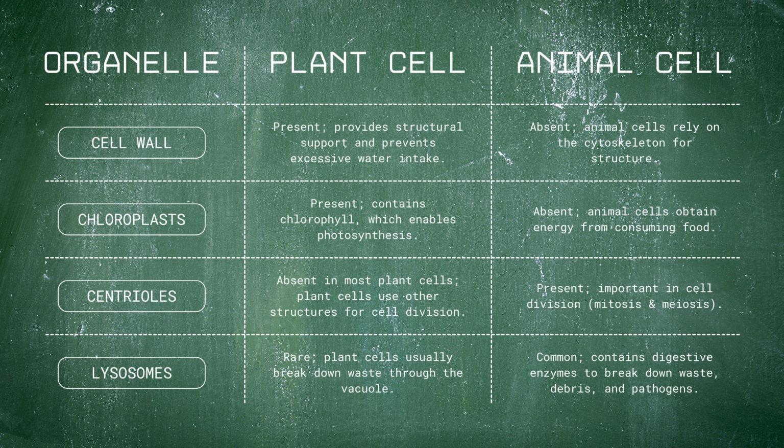Meanwhile, animal cells have their own unique features too. They contain centrioles, which play an important role in cell division. They also have lysosomes, tiny sacs filled with digestive enzymes. These are sometimes called the suicide bags of the cell because they break down waste material and even destroy old or damaged organelles. In plant cells, lysosomes are rare.